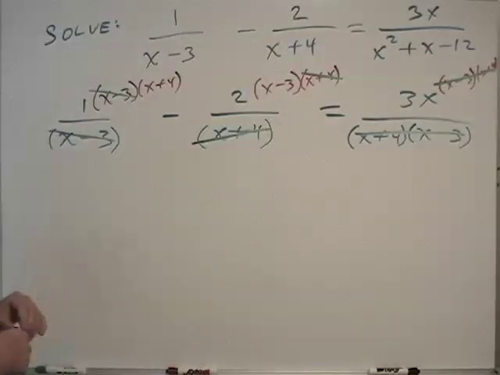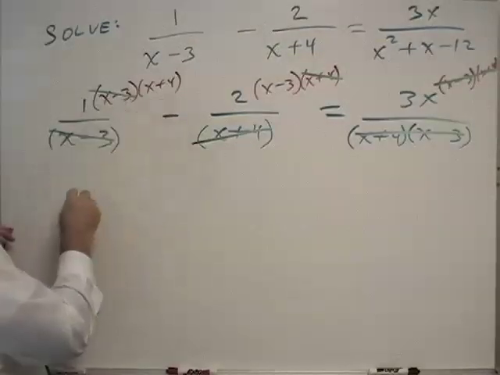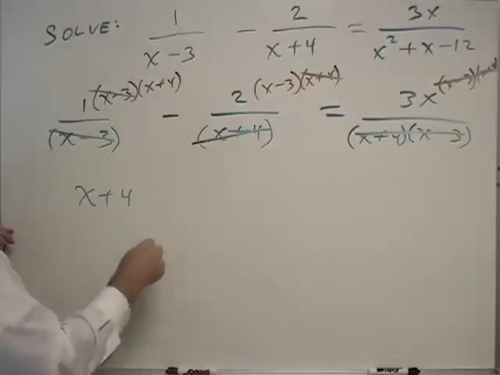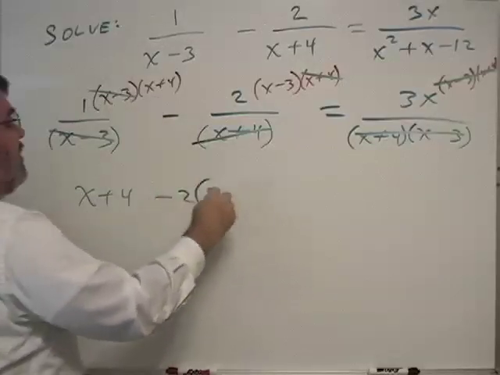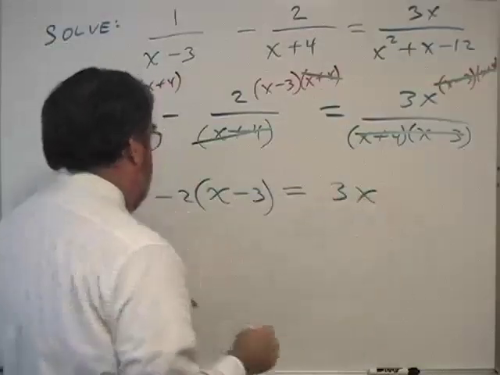And it's a little cluttered. I'm going to rewrite it carefully before I do anything else. And so I have 1 times x plus 4. That's just x plus 4. Minus 2, parentheses, x minus 3 equals 3x.